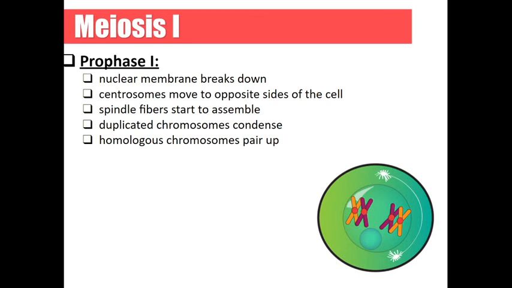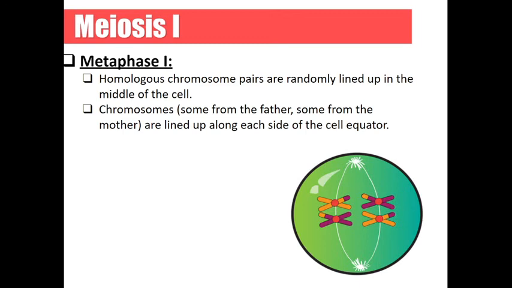Now, we have prophase. So, prophase 1 is when the nuclear membrane is going to break down. The centrosomes are going to move to opposite sides of the cell, and that is when the spindle fibers will start to assemble, and you'll see those later on. The duplicated chromosomes are going to condense, and the homologous chromosomes are going to pair up. So here, these are our spindle fibers. The biggest thing when I'm talking about this is watching the pictures to truly understand what's going on.